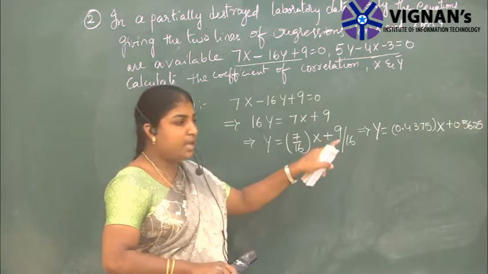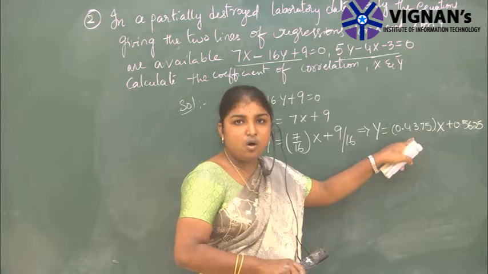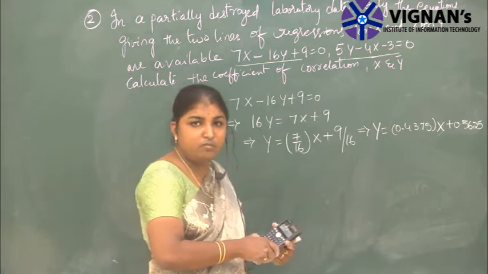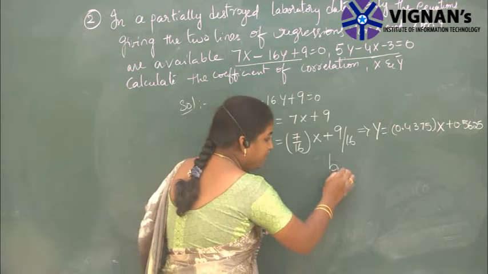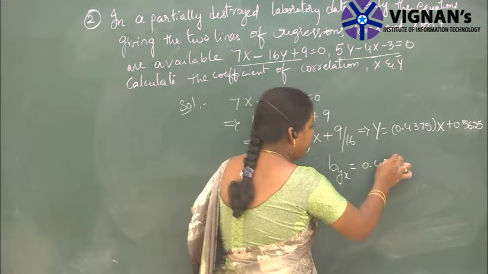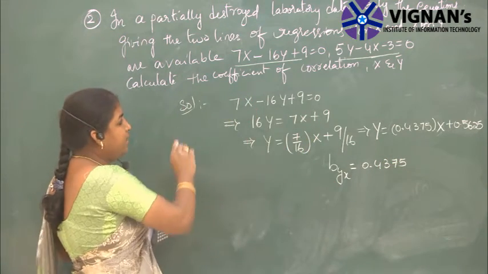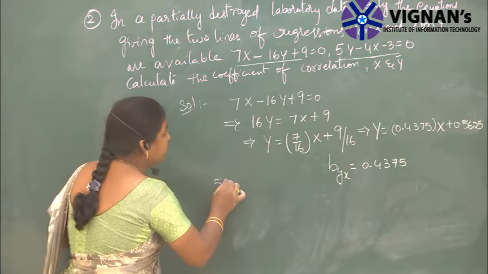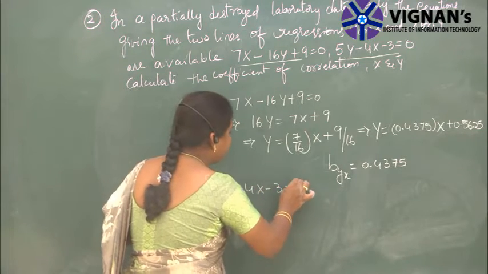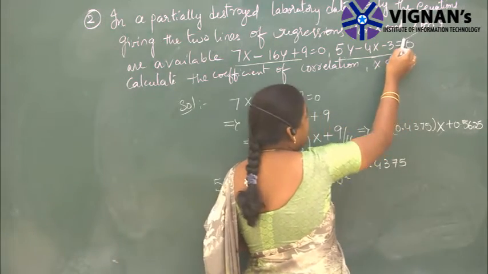In the y on x line, the coefficient of x is the regression coefficient of y on x, which we represent by byx, equal to 0.4375. Next we consider the second equation, 5y minus 4x minus 3 equal to 0, which is the representation of the x on y line.